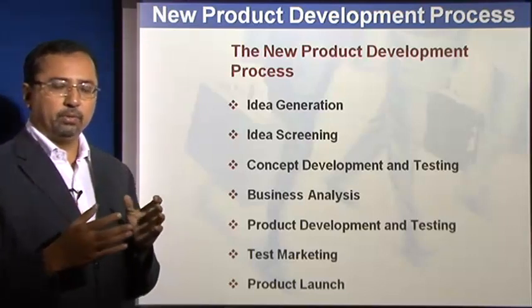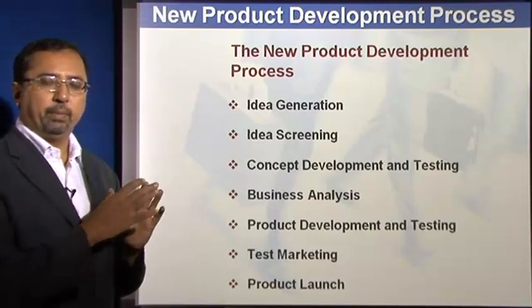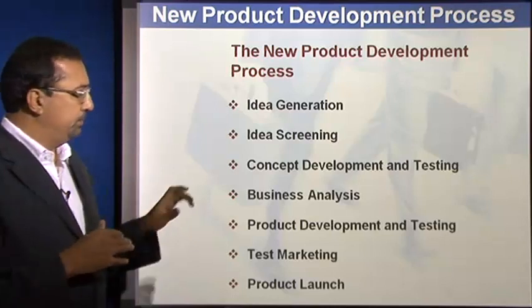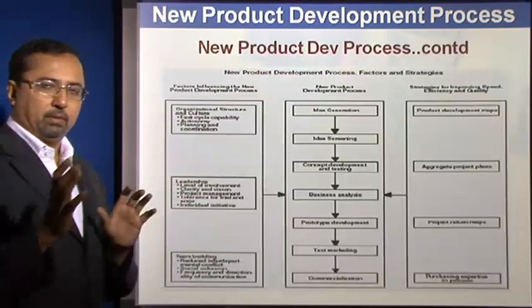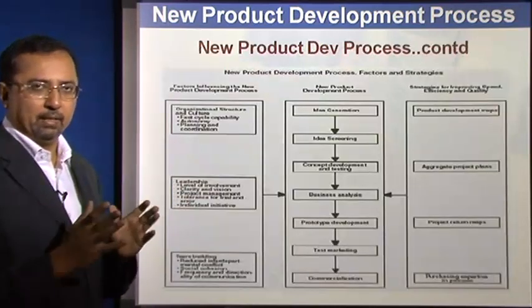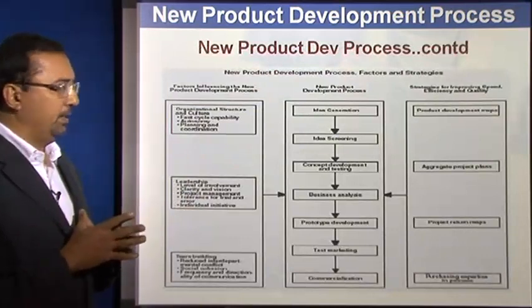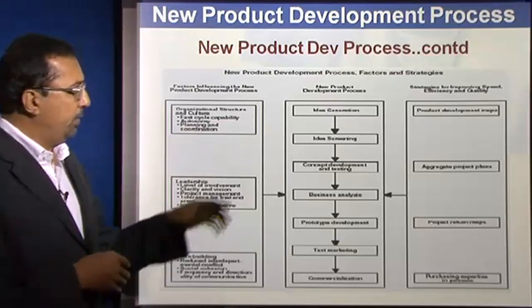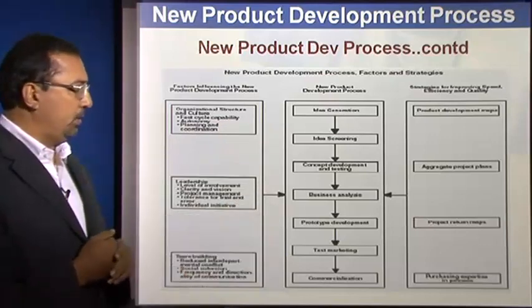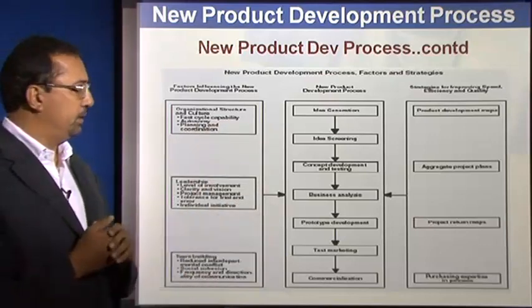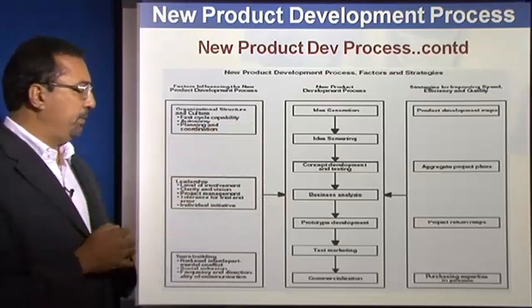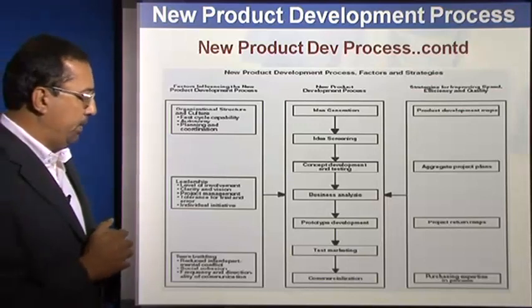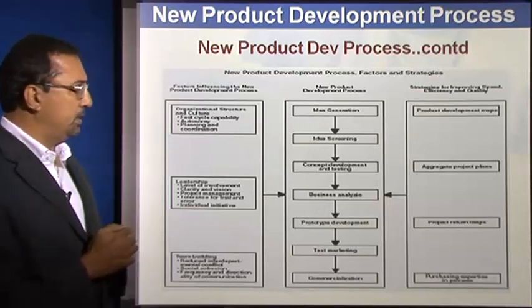Now, what I am going to show in the next slide is a more pictorial representation of these steps with some kind of framework. Now, this slide is not very clear because it is a picture slide, and therefore the clarity is not very great. Now, in the middle are the steps that we talked about: generation, screening, concept development, business analysis, prototype, test marketing, and product launch, the commercialization aspect.